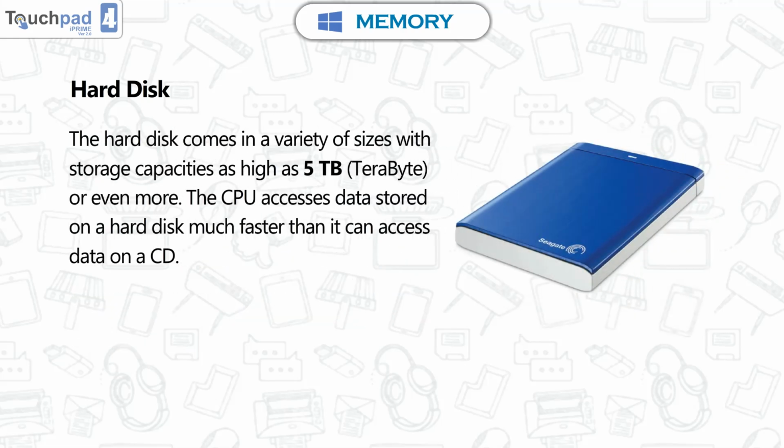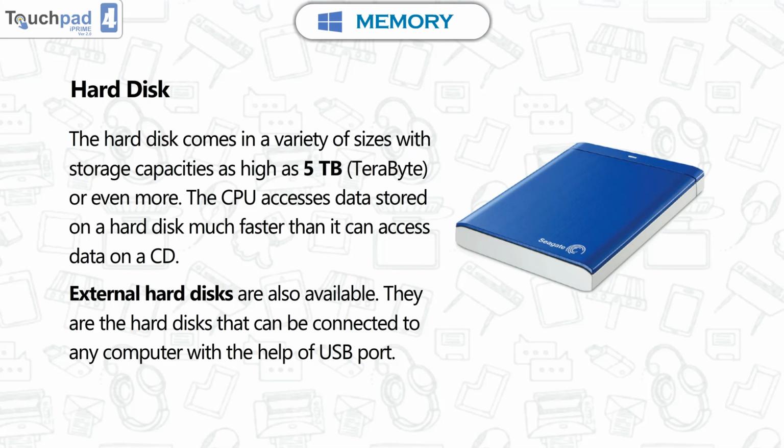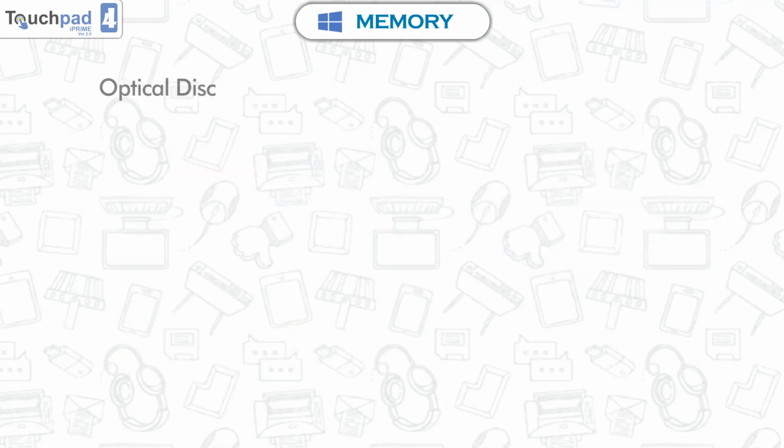The hard disk comes in a variety of sizes with storage capacities as high as 5 TB, terabyte, or even more. The CPU accesses data stored on a hard disk much faster than it can access data on a CD. External hard disks are also available. They are the hard disks that can be connected to any computer with the help of USB port.